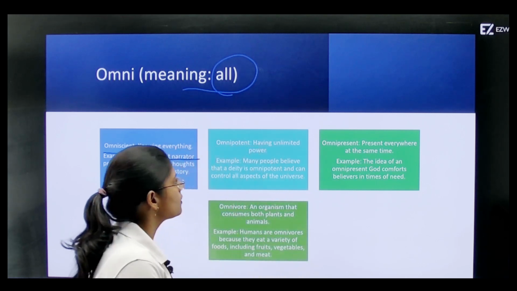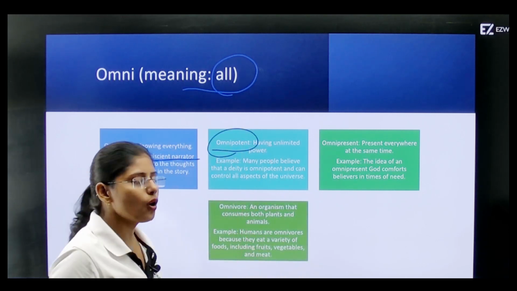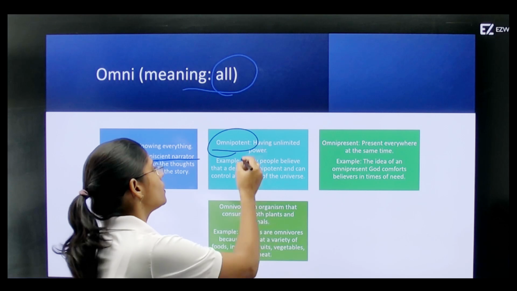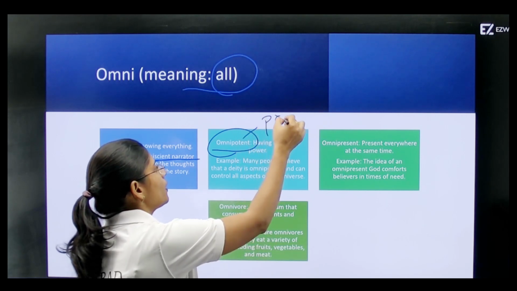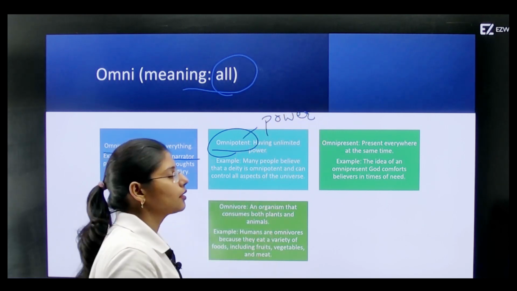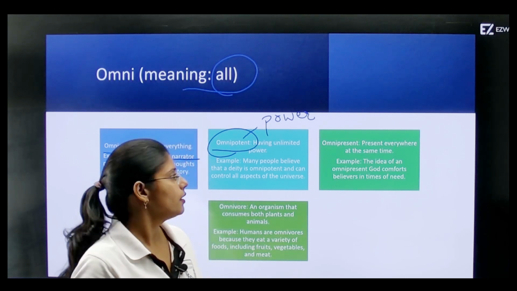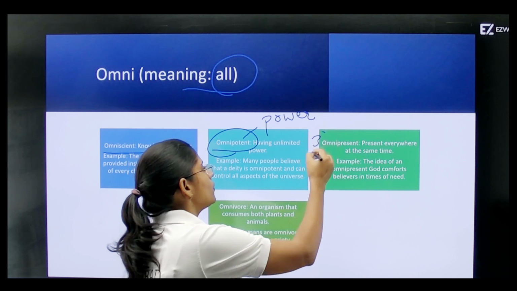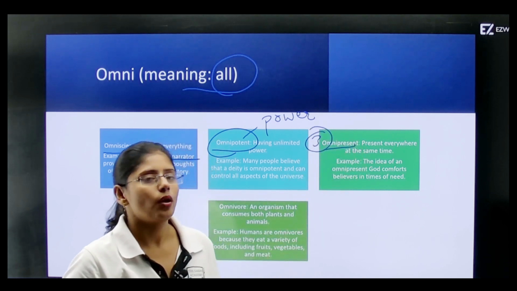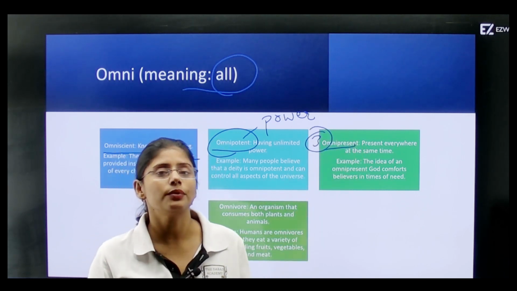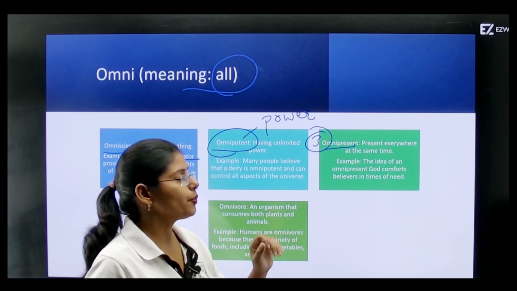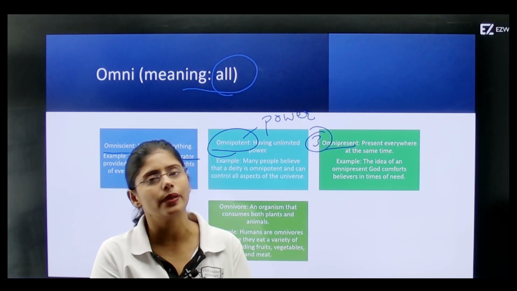The next word is omnipotent. Omni means all and potent is related to power. Omnipotent means someone who has all the power. So that is the meaning of omnipotent. Let's move to the next one. The third word is omnipresent. Omni means all. Present means everywhere present. Omnipresent means the one who is present everywhere.